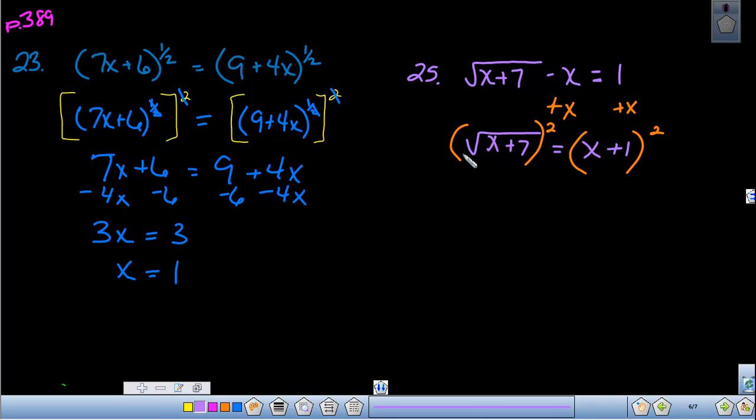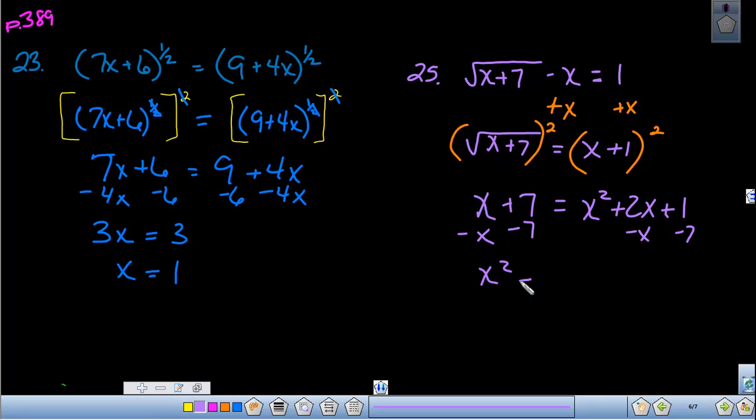As we do, we can see that it's not quite isolated to start, so we've got to pull that x over to the right-hand side, and then it is ready. Once we do that, we're going to square both sides. On the left-hand side, the radical is lifted. And on the right hand side, we've got to FOIL this out, and we're going to get x squared plus 2x plus 1. Again, another quadratic equation, and with quadratics we know that we have to pull everything over to one side and set it equal to 0. And we're going to get x squared plus x minus 6 equals 0.